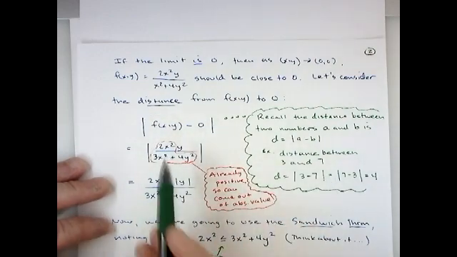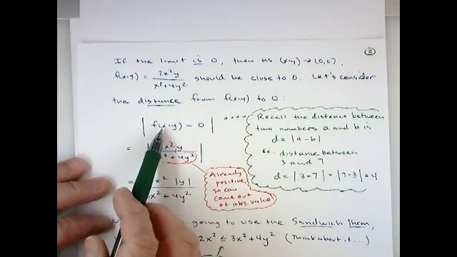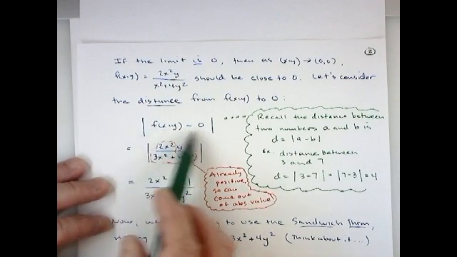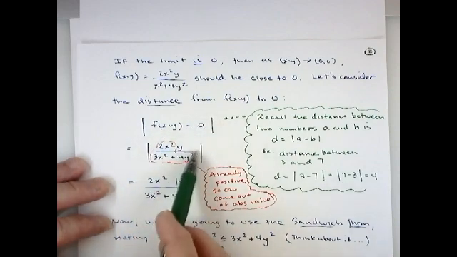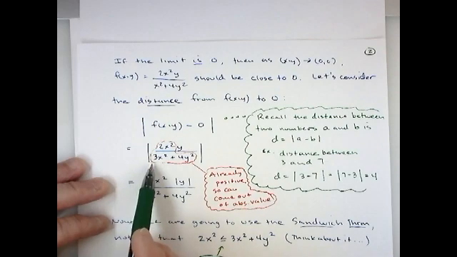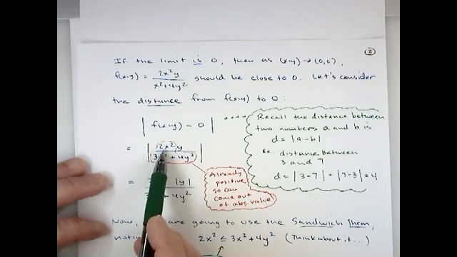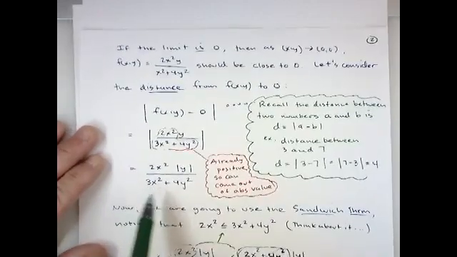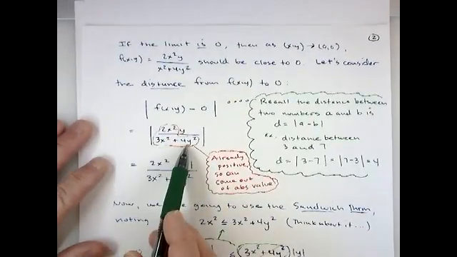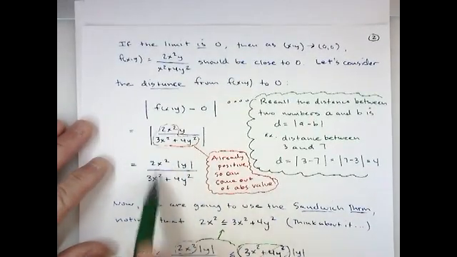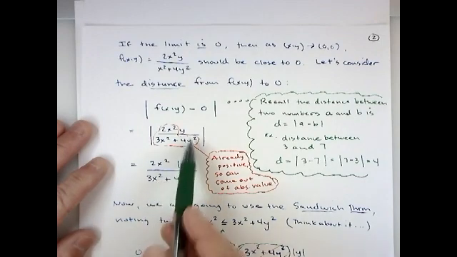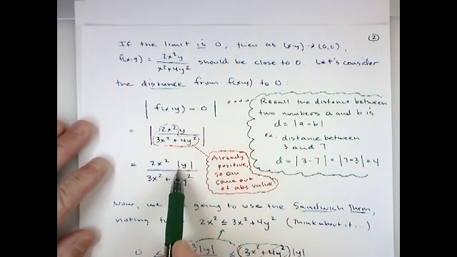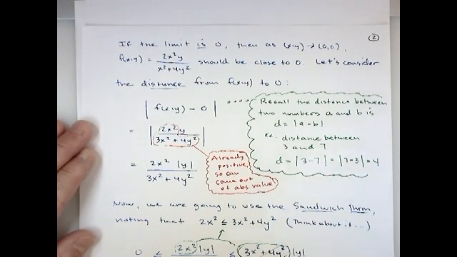Okay, so for us, we want to find the distance between our function minus 0. Of course, the minus 0 just goes away. So we're just left with the absolute value of our function. Now, in absolute value, anything that's positive can go ahead and come out. And 2x squared over 3x squared plus 4y squared, that's all positive there. So I could pull that out. Y, however, could be negative. So I'm going to leave the absolute value on the y.